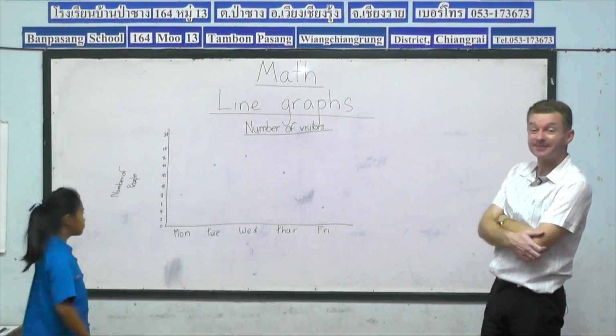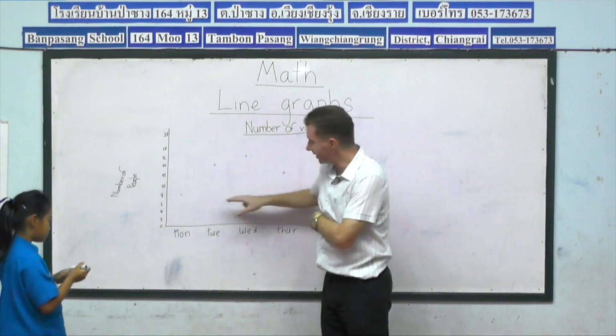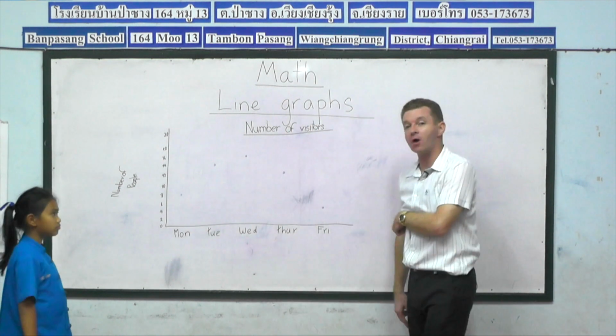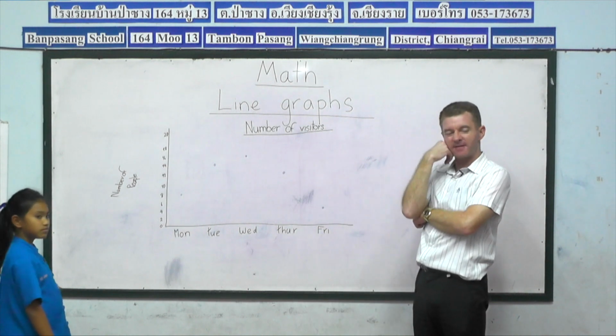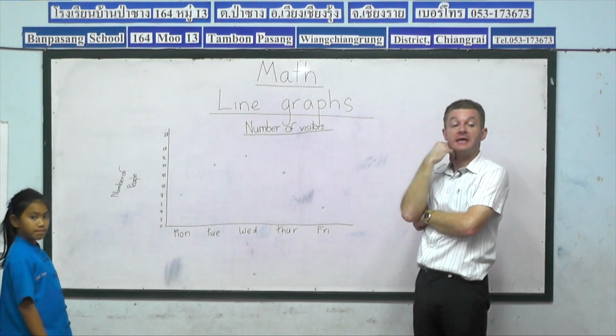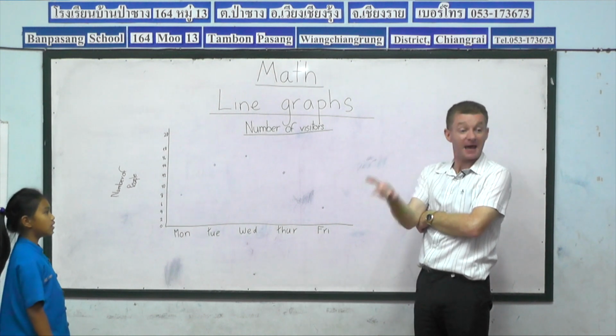Brilliant. So now we have our data markers. We can tell how many visitors visited our shop on the different days. But is it a line graph yet? No. What do we need for it to be a line graph? We need our lines. Yes.